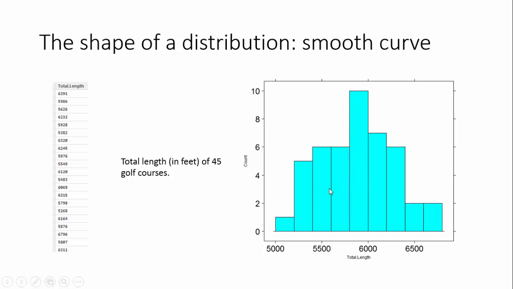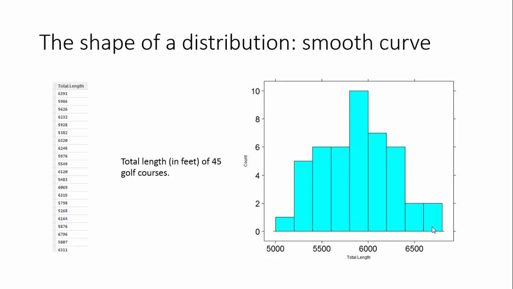There are some that are shorter and some that are taller. There are some that are much shorter. There are a few, looks like one, that is just a bit more than 5,000 feet in length. And on the other side there are a couple that are quite long. That looks like it's around 6,600 feet long. So that's where the longest courses are.